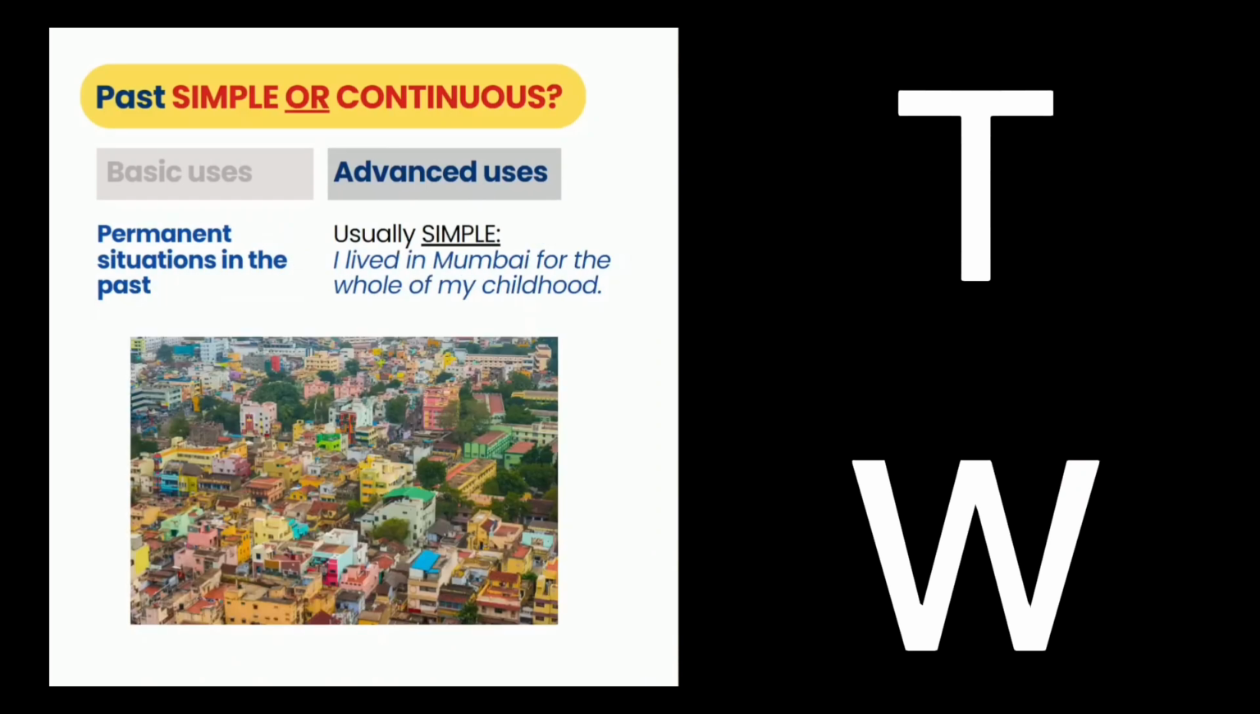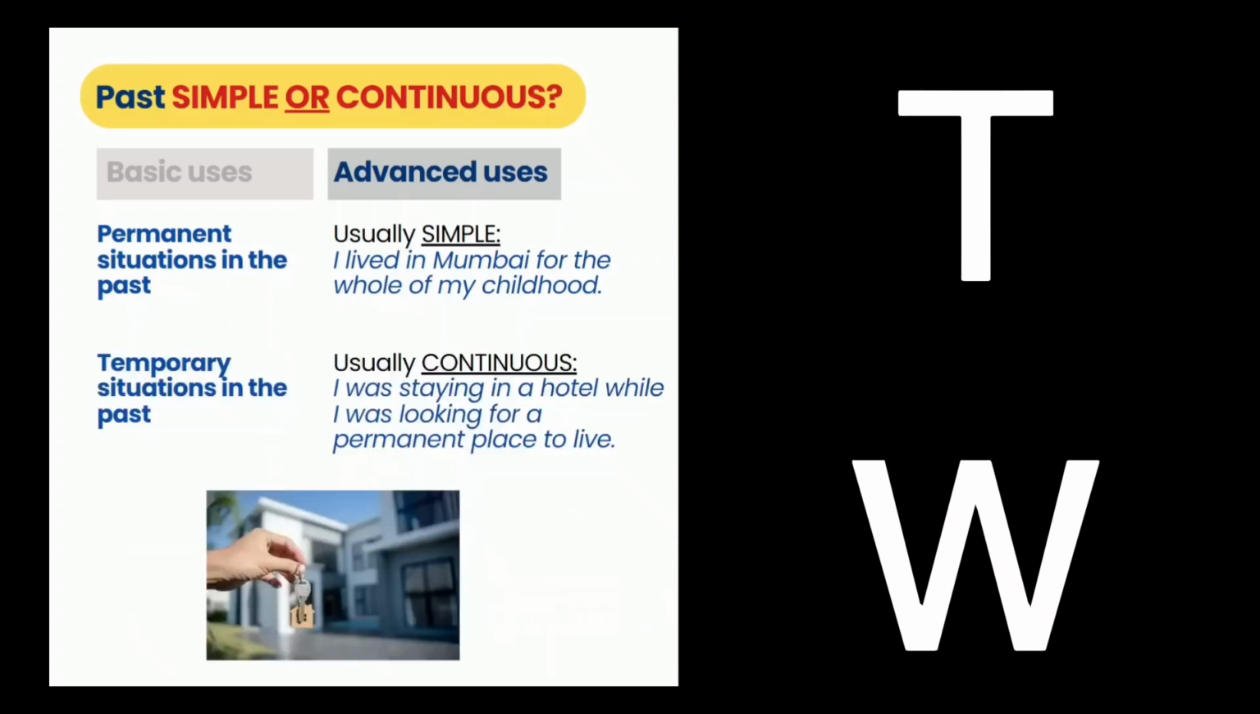For situations that feel more permanent about the past, use the simple form. I lived in Mumbai for the whole of my childhood. It felt permanent to this person because it was the whole of their childhood, so they use the past simple. But if it's a temporary situation in the past, it's common to use the continuous form. I was staying in a hotel while I was looking for a permanent place to live. This is similar to what happens in all tenses. Permanent goes with simple, temporary goes with continuous.